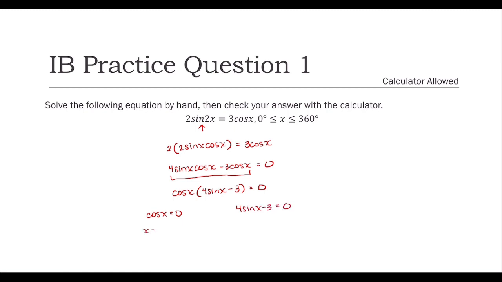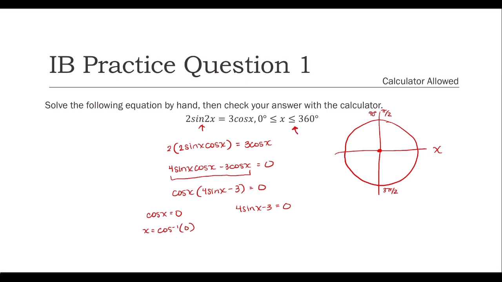So x is our inverse cosine of 0. So if we look at our unit circle, our cosine, which is our x value, will equal 0 at pi over 2 and 3 pi over 2. But here we actually want it in degrees. So it'll be 90 degrees or 270 degrees, and both of those are within our interval. So x equals 90 degrees or 270 degrees.